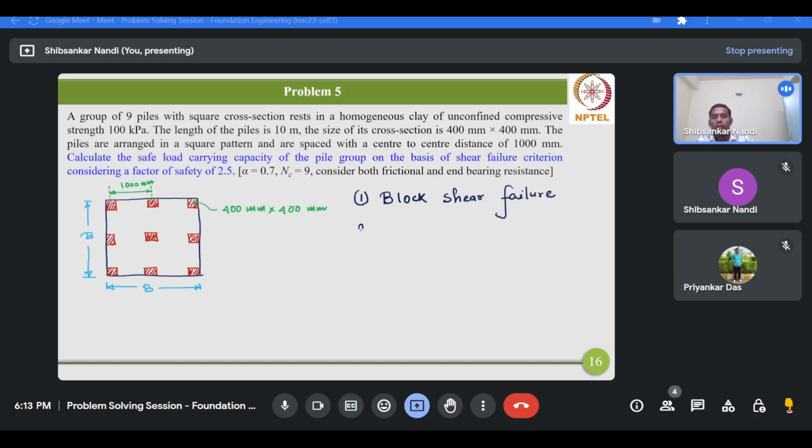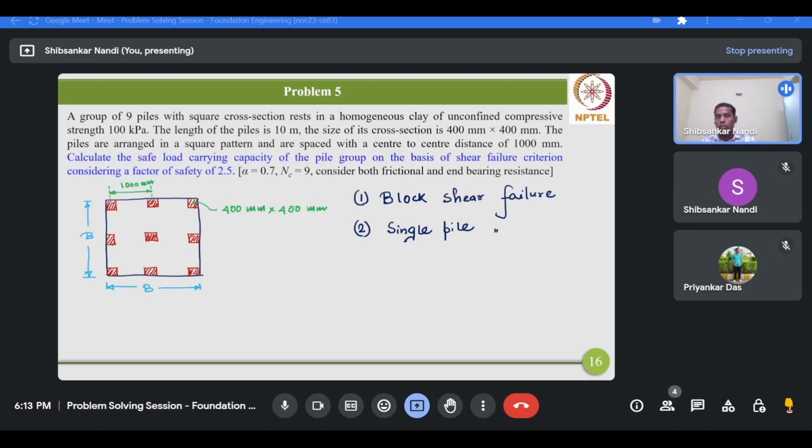Okay, and secondly, single pile failure or individual pile failure. Now you have to consider these two scenarios and calculate the corresponding load carrying capacity of the pile group, and you have to take the minimum of these two as the final ultimate load carrying capacity of the pile group. And obviously for calculating the safe load carrying capacity of the pile group, you have to divide that final value by the given factor of safety of 2.5.